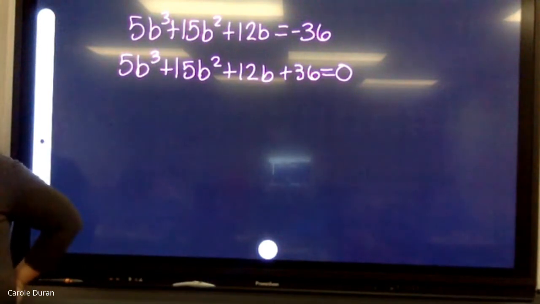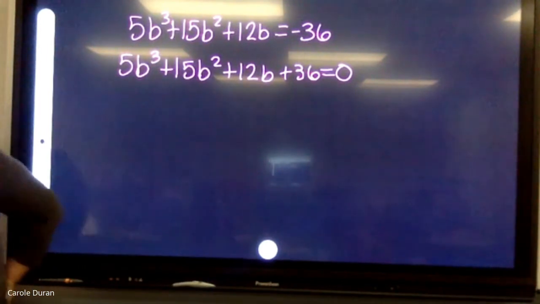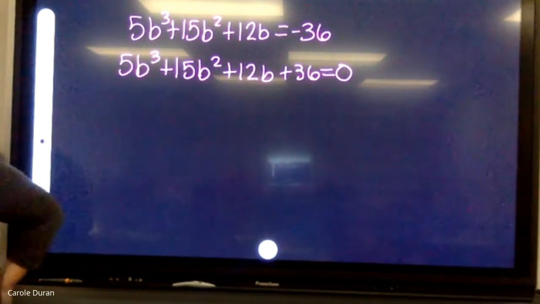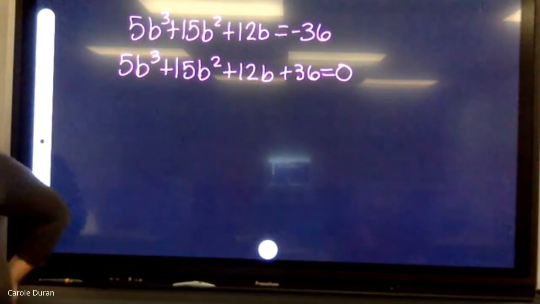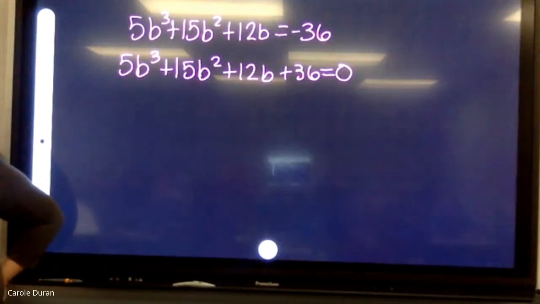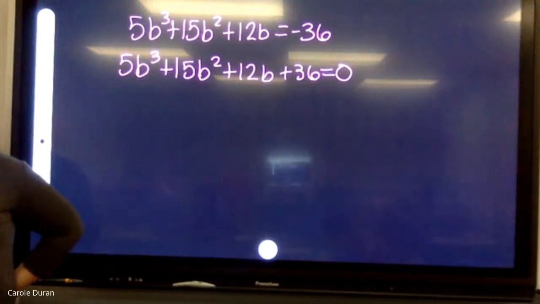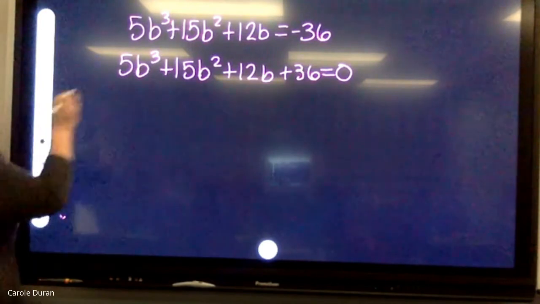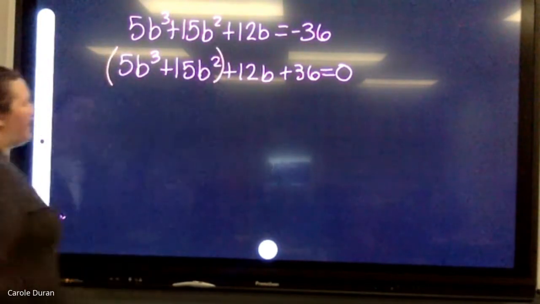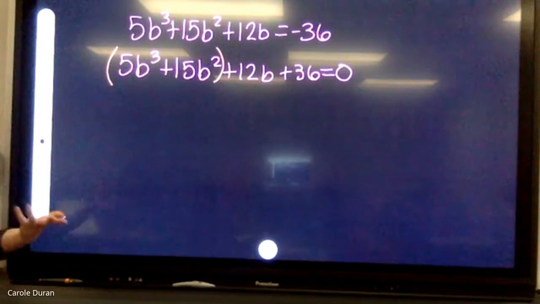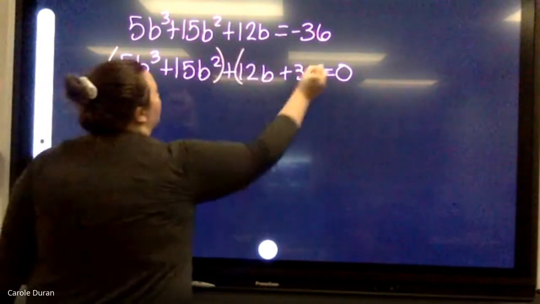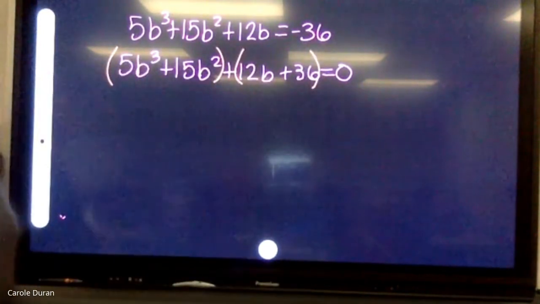I heard some people say what they think we can do. Can I take a common factor out of all 4 of these terms? No, but that doesn't mean I can't group them together and take out a common factor from 2 of them. So this is going to be a factoring by grouping problem. I'm putting the first 2 together because they are both divisible by 5, and I'm putting the last 2 together because they're both divisible by 12.